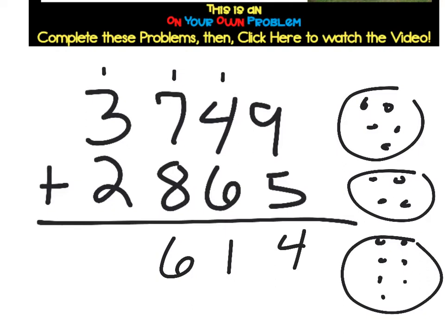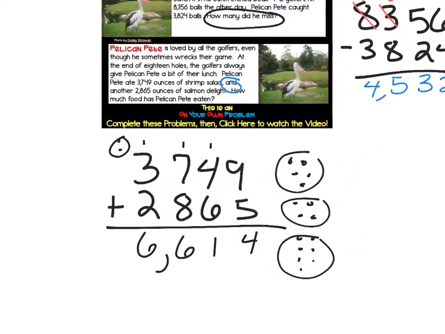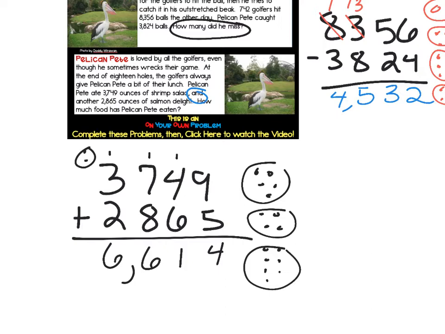And then I've got 2 dots here. I'll make them right over here, 1 and 2. And then I'm going to start on the 3 and count 3, 4, 5, and 6. And circle the dots, drop my 6, and lo and behold, there you have it, my friends. 6,614. That is your answer. And that is how many ounces of food Pelican Pete has eaten in all. And hey, that's a lot of shrimp salad and salmon delight.